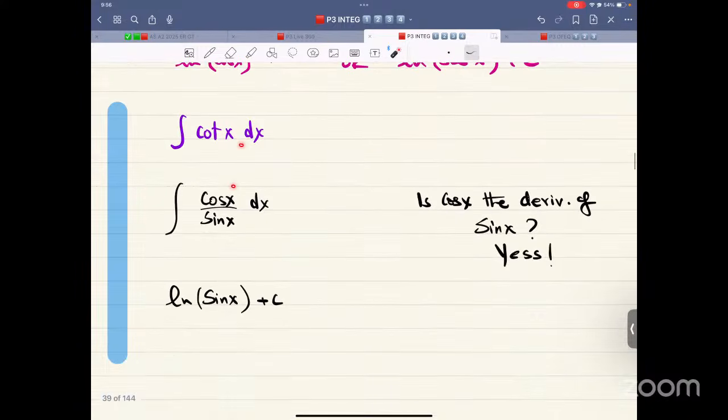Cot x, that is cos over sine. Is cos the derivative of sine? Yes. So no adjustment, it's ln of sine x.